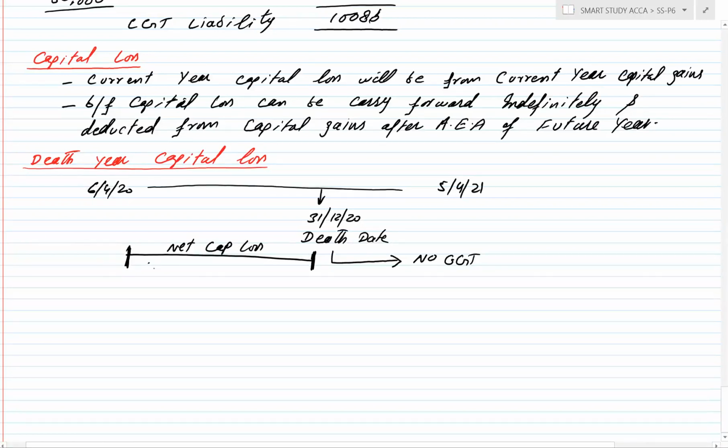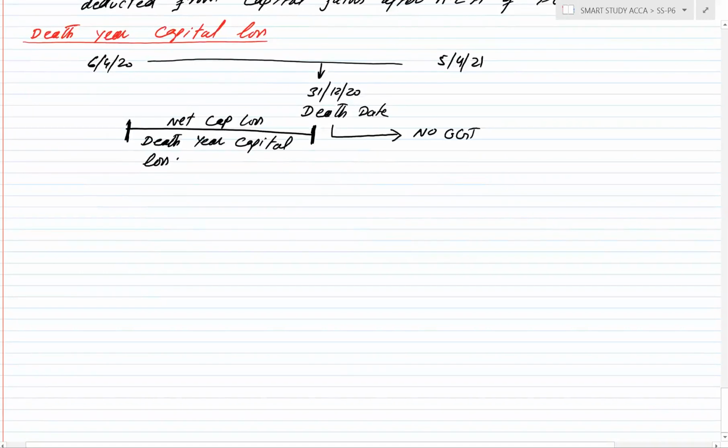This loss is called death year capital loss. Now, what is the treatment of this death year capital loss?